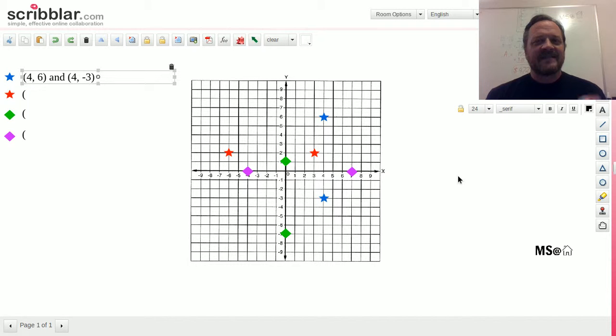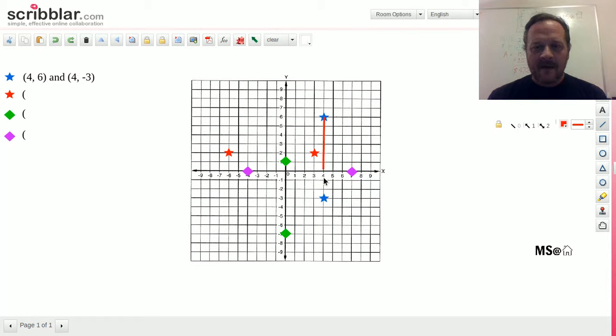But first, if we were to connect these 2 points, would that give us a horizontal or a vertical line? It's pretty easy to see that, right? If I were to connect these 2 points, I'd have a nice straight up and down vertical line. Not too crazy, right?